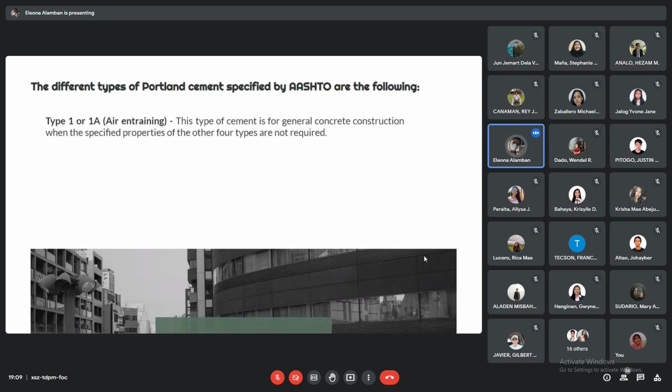First, we have the Type 1 or 1A, air entraining. This type of cement is for general concrete construction when the specified properties of the other four types are not required. Simply, the explanation is, Type 1 is just normal Portland cement or general use cement.